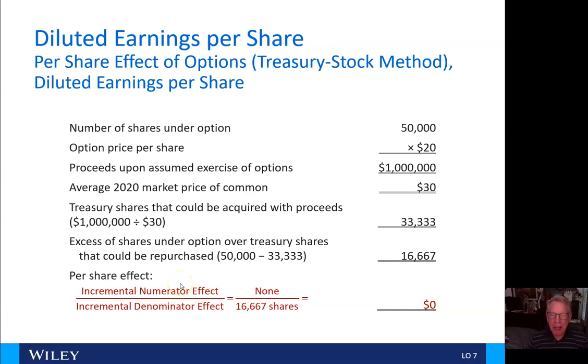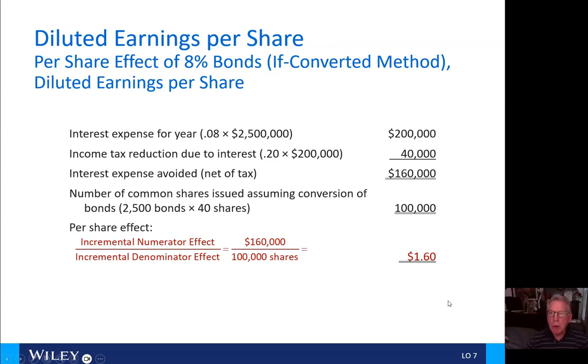Hi everybody, and welcome back to video number 9 in chapter 15. When we left off, we were looking at using this treasury stock method to determine the per share effect of options, which we concluded was 0. Now we move on to the per share effect of the 8% bonds using the if converted method.